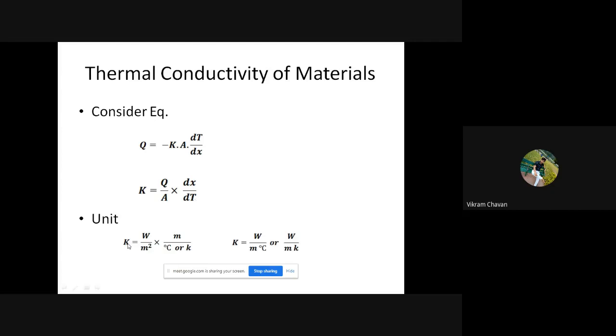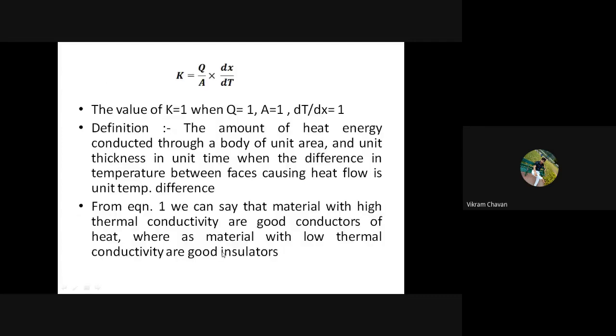So we will get the k unit as watt per meter square multiplied by meter divided by degree celsius or degree kelvin. Okay, so we can use the unit as watt per meter degree celsius or watt per meter degree kelvin. So both these units you can use. Okay, so then we have derived, or we have understood, the definition of a thermal conductivity.